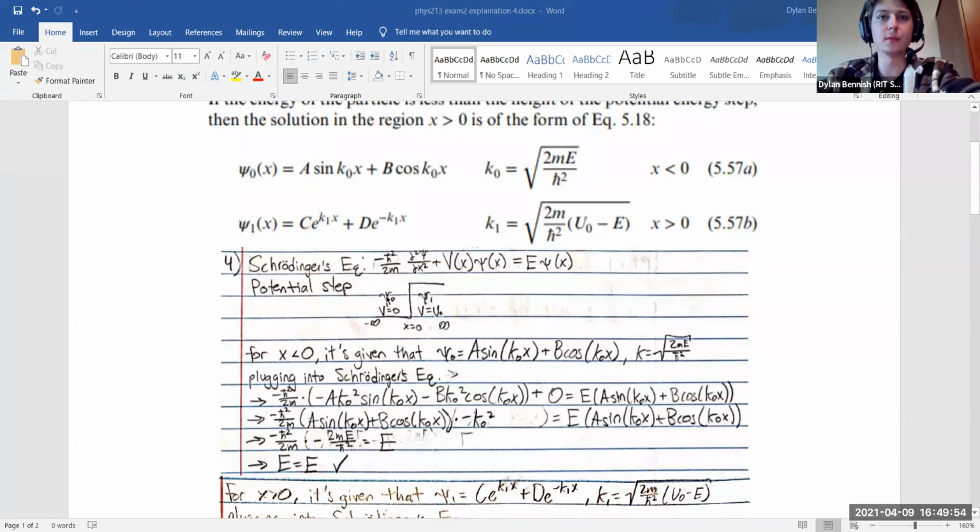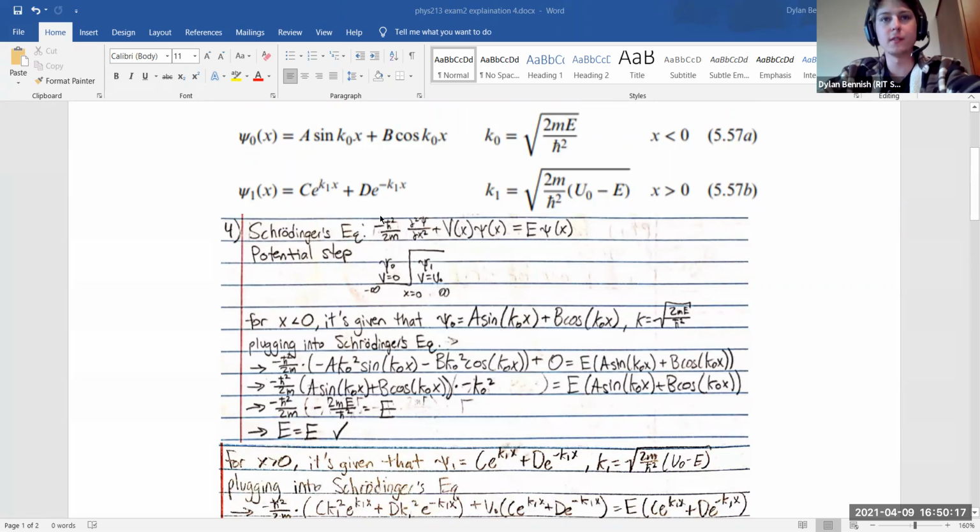So in the region of psi naught, for x less than 0, it's given above that psi naught is A sine k naught x plus B cosine k naught x, with k naught equal to the square root of 2mE over h bar squared. What we'll do is plug this into Schrodinger's equation and prove that the left-hand side and right-hand side are equal.